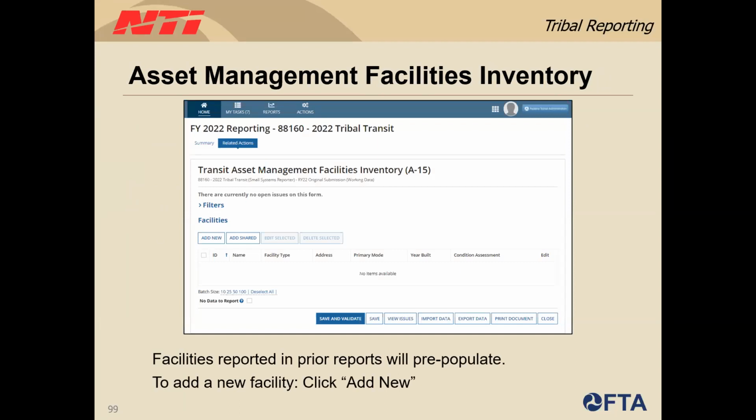If you reported facilities in last year's NTD report, those facilities will automatically pre-populate in this year's form, which means you will only need to either add new facilities or update existing facilities on an as-needed basis. To add a new facility to this form, select Add New, followed by Add Facility, and this will allow you to begin entering data for the facility.